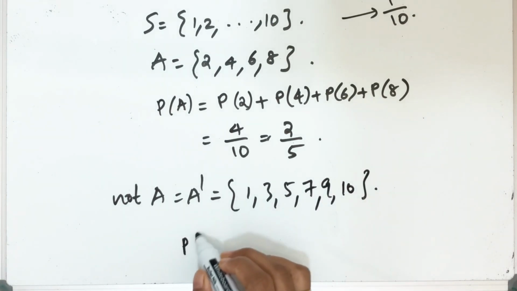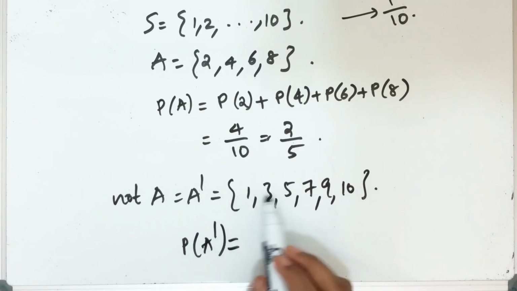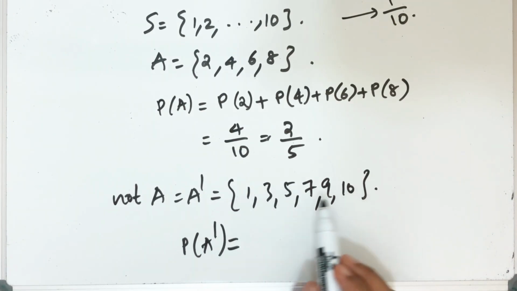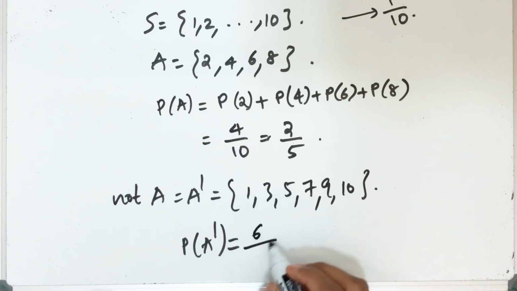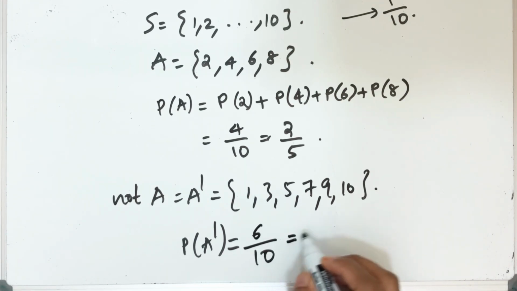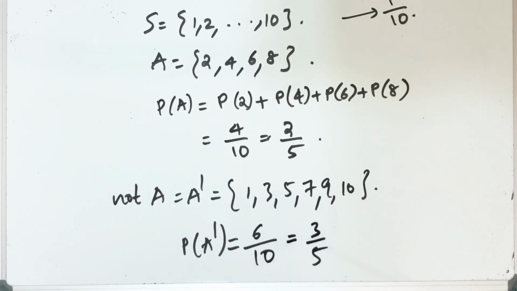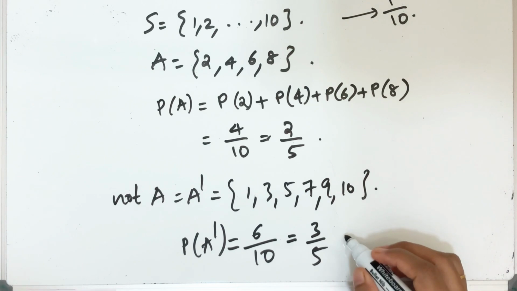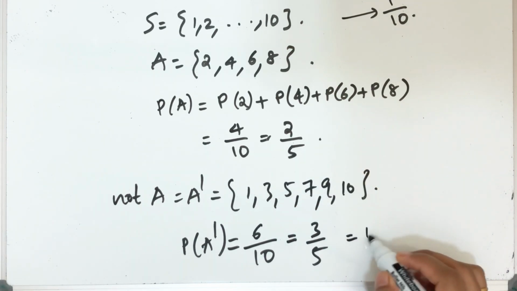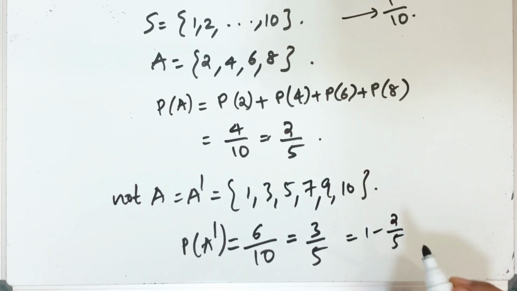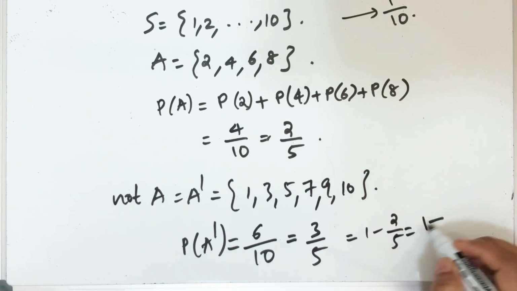Then what is P of A dash here? Here A dash has 6 elements. So P of A dash is equal to 6 by 10. That is equal to 3 by 5. Is there any relation between P of A and P of A dash? Here see, 3 by 5 is nothing but 1 minus 2 by 5. That is 1 minus P of A.